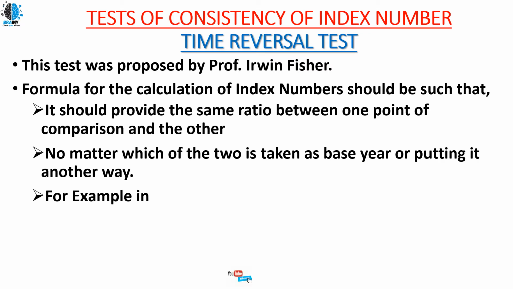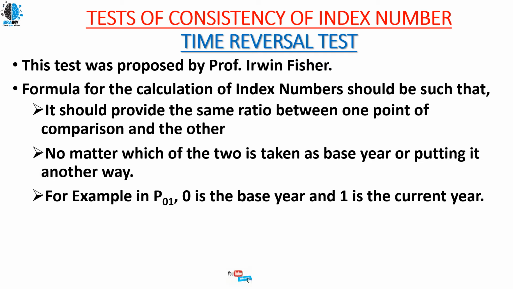For example, how are we going to read P01? It is the price index of the current year based on base year, where 0 is the base year and 1 is the current year. If I take the formula P10, how do we read it? Here 0 is the base year and 1 is the current year, so this is the price index based on the base year, by keeping the current year as the base.